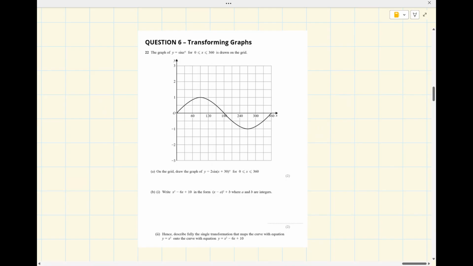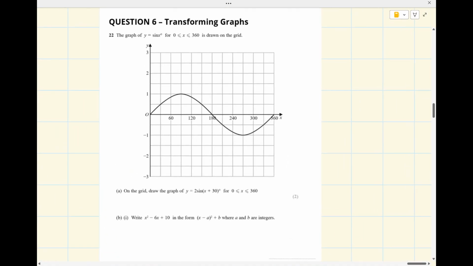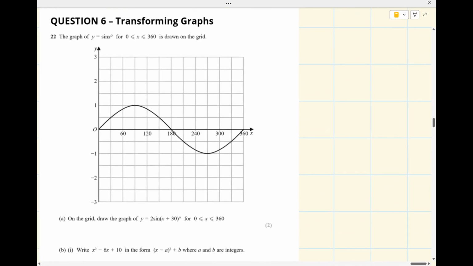Let's have a look. Now, we're given the graph of y equals sine of x, and we're asked to draw the graph of y equals 2 sine of x plus 30. So we've got two transformations here. The first one is caused by this 2 outside the bracket. Now remember, if it's outside the bracket, it affects the y coordinate. So the x coordinates will remain the same and the y coordinate will double.